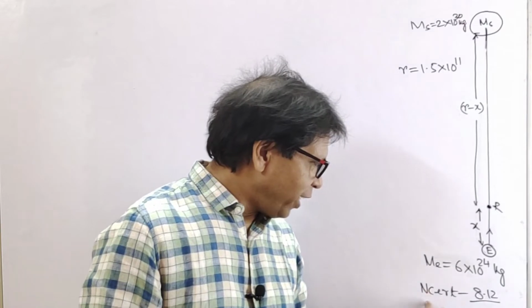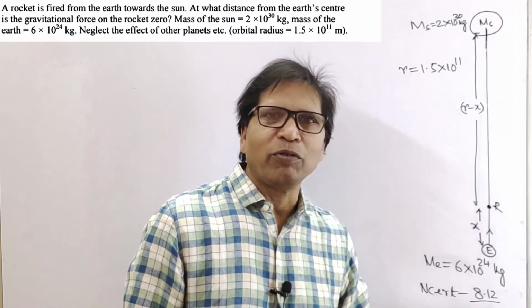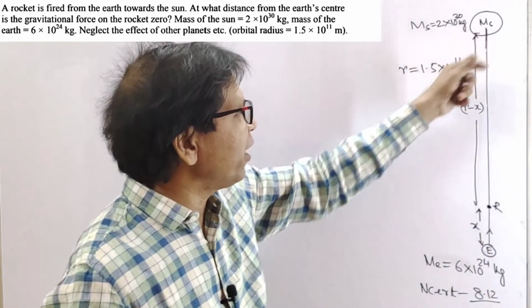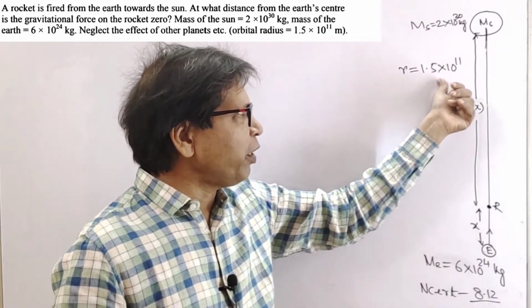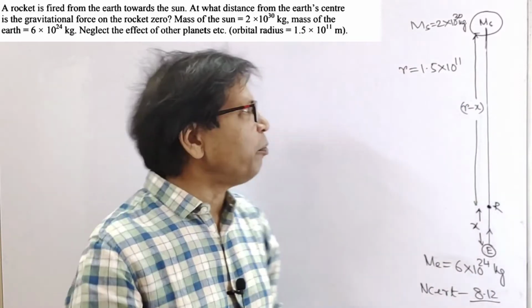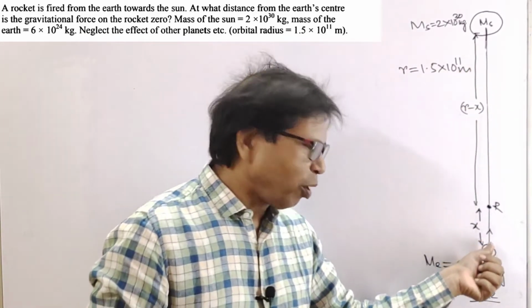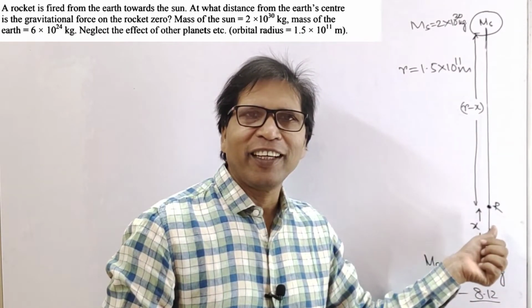Okay, now NCERT 8.12. The orbital radius of Earth around the Sun is 1.5 into 10 to the power 11 meter. A rocket is fired from the Earth's surface.